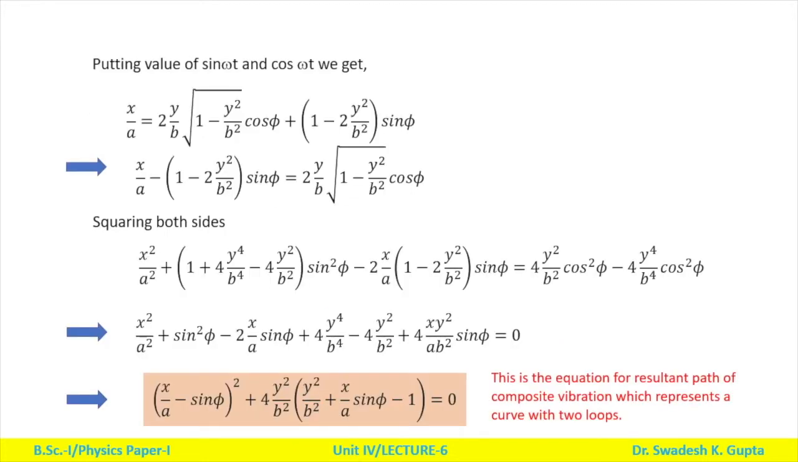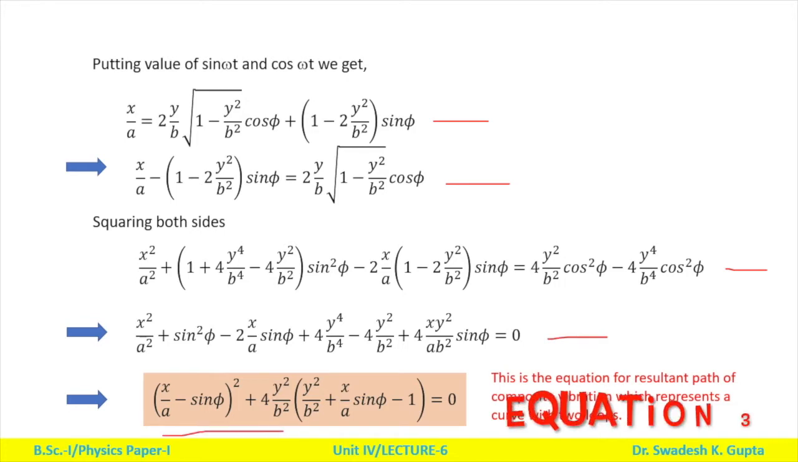So what we will get is this, and then by solving we will get this. Now squaring both sides and then solving again, finally we will get this equation, and this equation is for the resultant path of the composite vibration, which represents a curve with two loops.